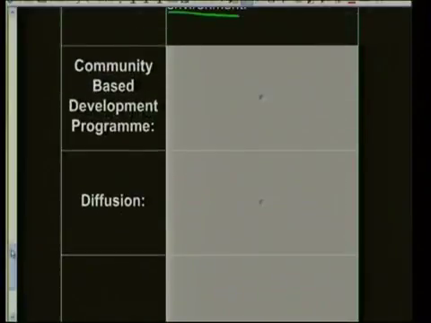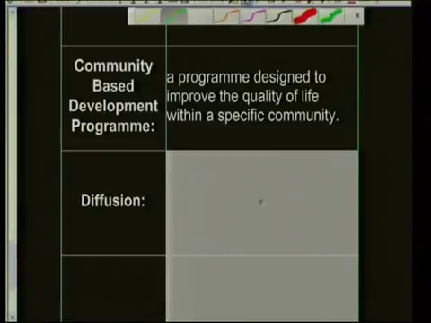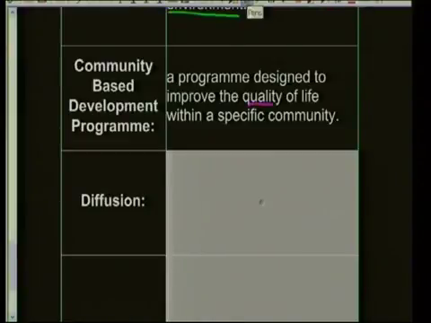Community-based development, what is meant by that? It's a program designed to improve the quality of life within a specific community. So whether that community is an urban community or a rural community, the aim of this program is to improve the quality of life. And that is what is key. We want to improve people's quality of life so that effective development can occur.